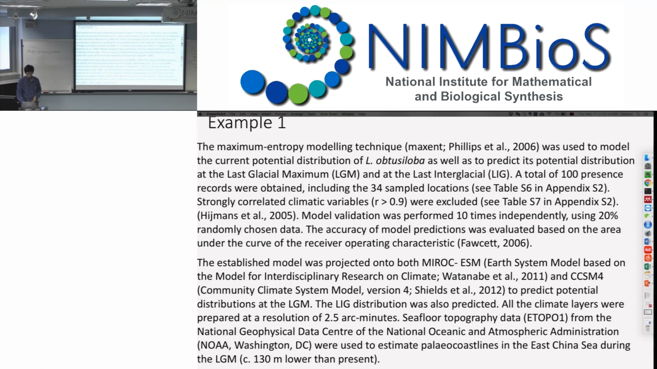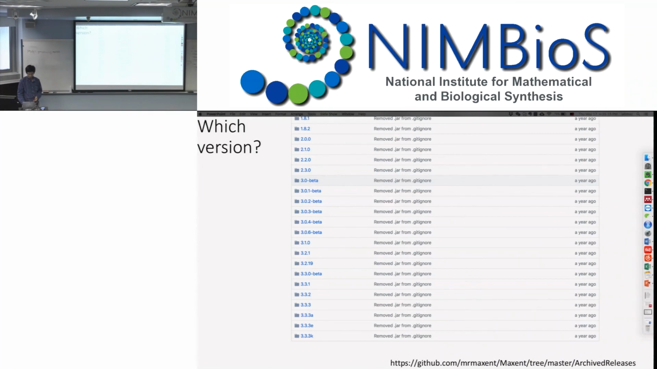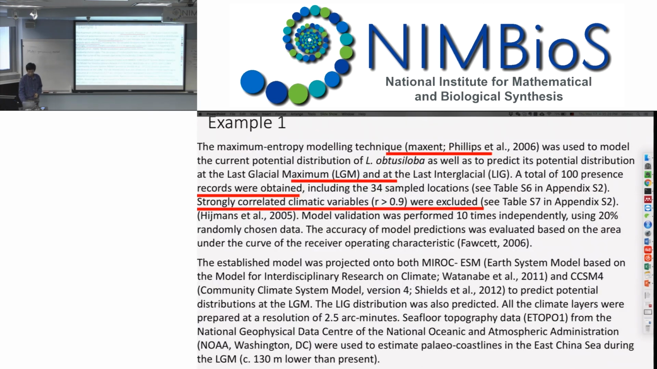Mm-hmm. Exactly. I have a slide for this. So this is all the historical versions of Maxent. So you'd better mention which version you used. As Tom mentioned, the default setting can change over time. So what else? Anything you want to comment on?